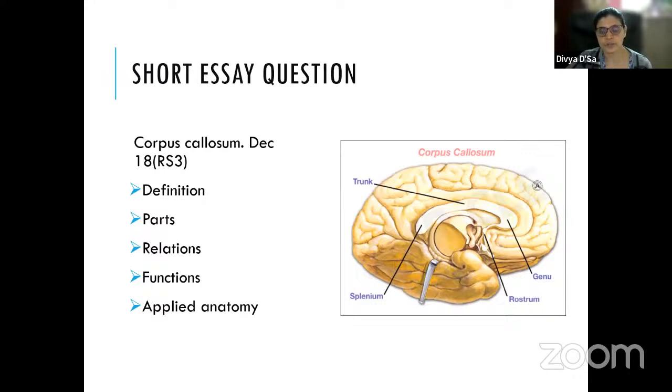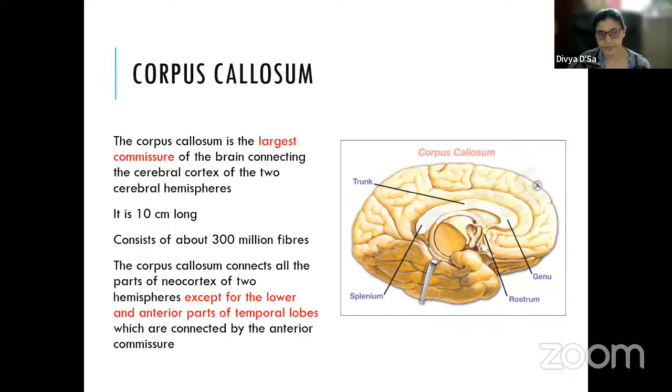Next is corpus callosum. So corpus callosum, how do you explain? Definition, parts, relations, functions, and applied anatomy. So what is corpus callosum? Corpus callosum is the largest commissural fibers of the brain. White matter is classified into association fibers, commissural fibers, and projection fibers. This belongs to the commissural fibers, the largest, and it connects the two cerebral hemispheres.